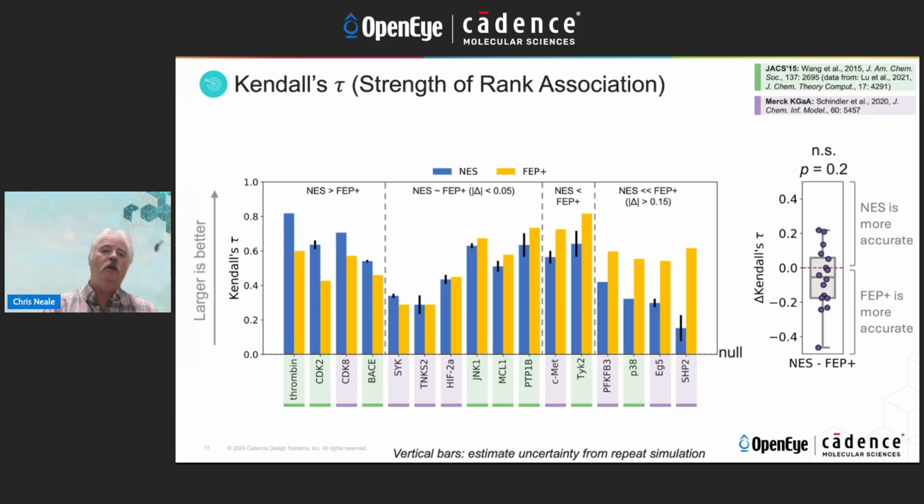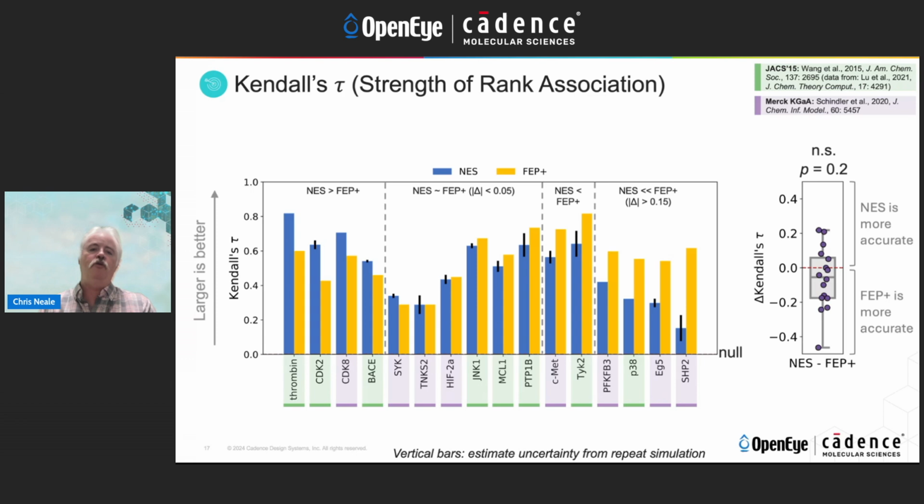Here I'll note that we actually repeated all of these NES calculations, and the black bars are representing the variance, and where they're not showing up, it's because the two estimates gave the same Kendall's tau. So similar performance overall, varied performance per target.